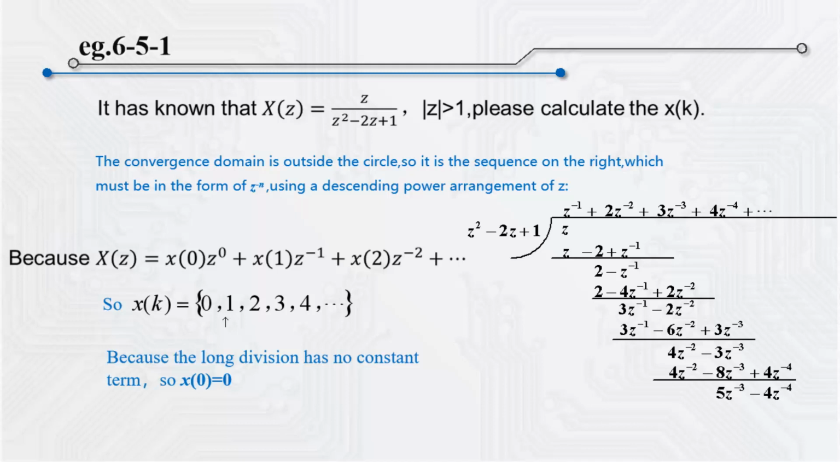Then the corresponding coefficients of this power series are 1, 2, 3, and 4. Then you can see that when k is equal to 0, its result item is 0. So the constant item is 0. The result we seek is this corresponding expression.